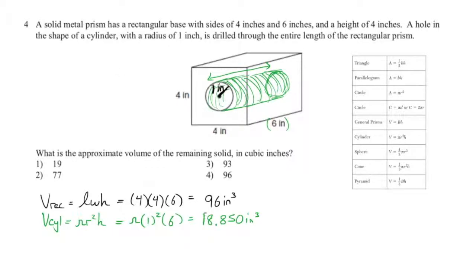Alright, this time we're going to be after the subtraction of these two. We'll do 96 minus 18.85 and get 77.15 inches cubed. That's pretty close, and close enough, of course, to option 2.